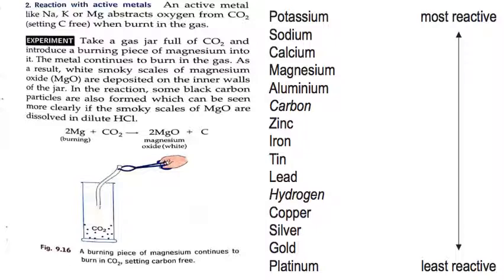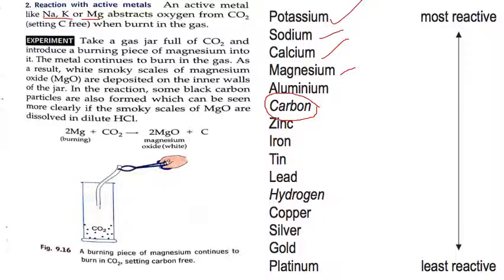On the right hand side you can see the activity series. I had shown you this image earlier also. In this they have given active metals like sodium, potassium or magnesium. On the right side you can see potassium written over here, sodium, calcium, magnesium. These all are above carbon. It means that they are all more reactive than carbon, and if in any reaction they react with any compound that has carbon, they will displace carbon from that because they are more reactive than it.